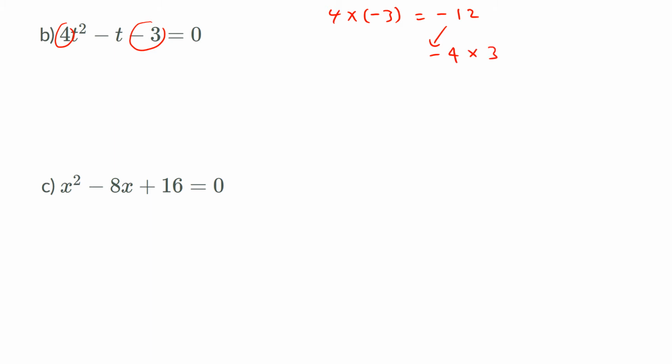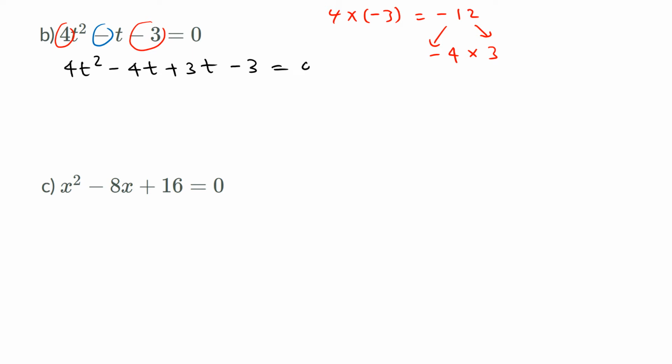Because when you have -4 and 3, you can see when you multiply, you get -12, and when you add, you get -1. We can see there's -1 here. Now, as before, we're going to replace the middle term by those two. So it is 4t squared, instead of negative t, we write -4t plus 3t minus 3 equals 0.